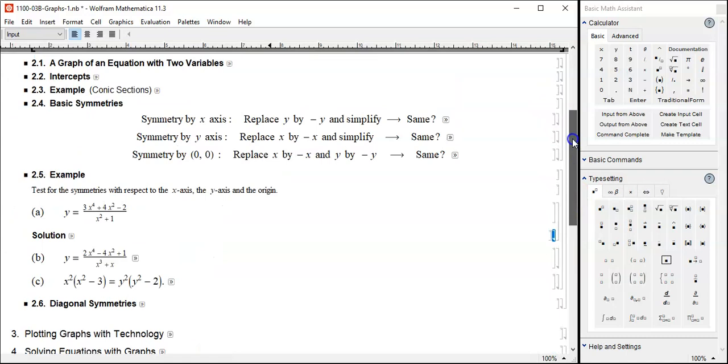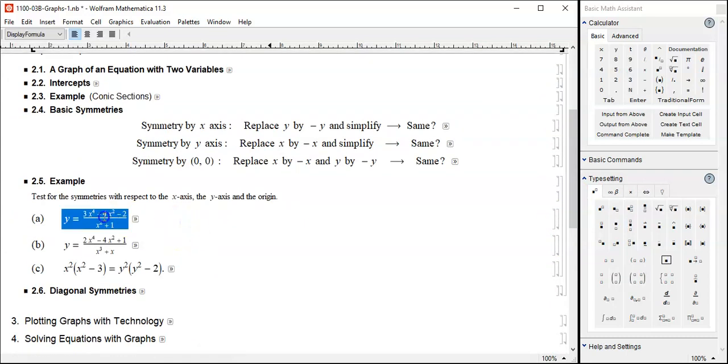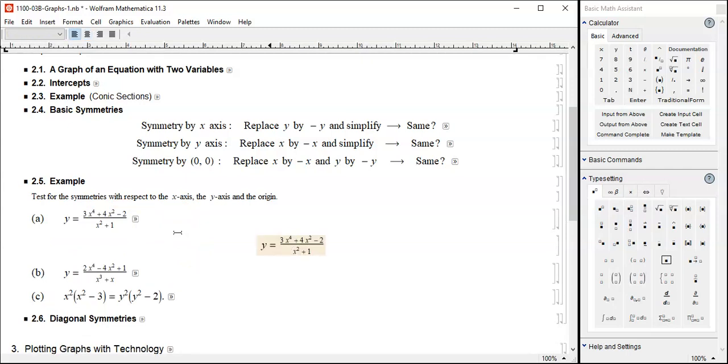And then you can check. Let's see. So replace y by negative y. So from here, replace y by negative y. So y equals negative of this fraction. And do they look the same? This one and that one. They don't look the same.